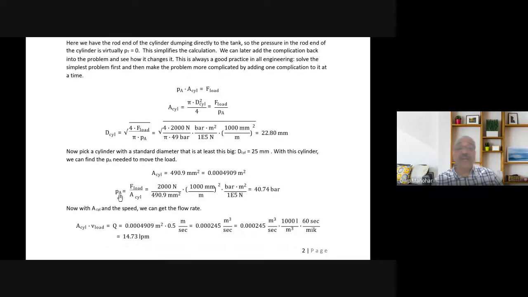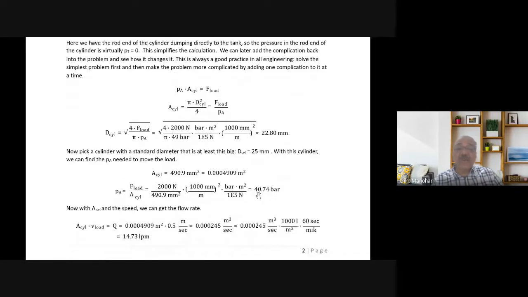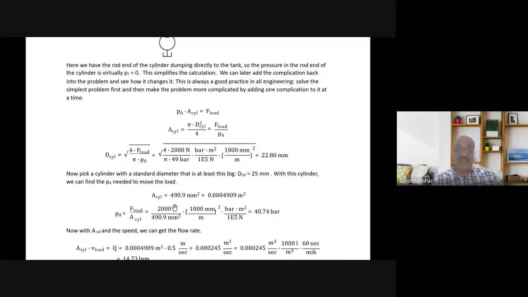With this area, we now calculate the required pressure because we know the load, we know the area of the cylinder with the new assumed cylinder area. So we calculate what is the pressure required here: instead of 49, it is 40.74. So we now worked out PA based on the cylinder diameter.